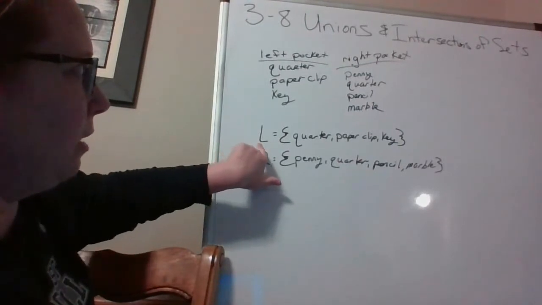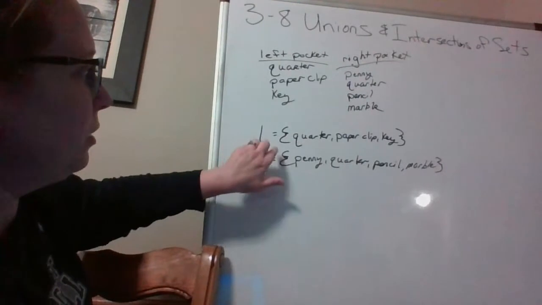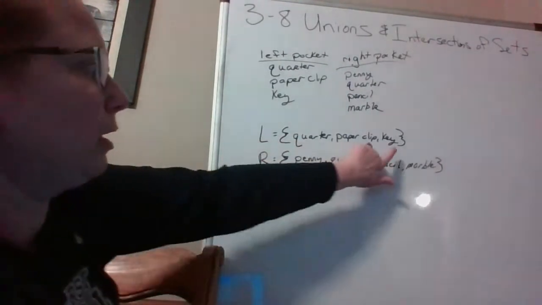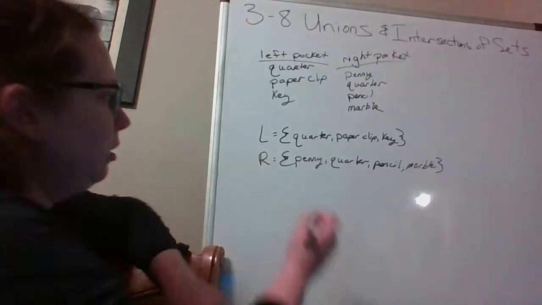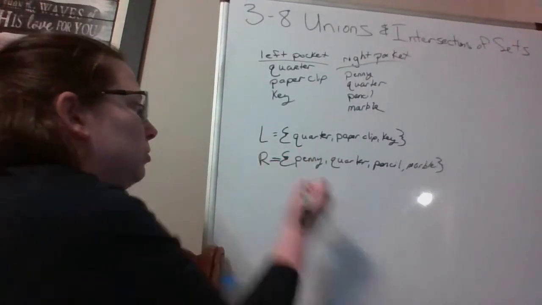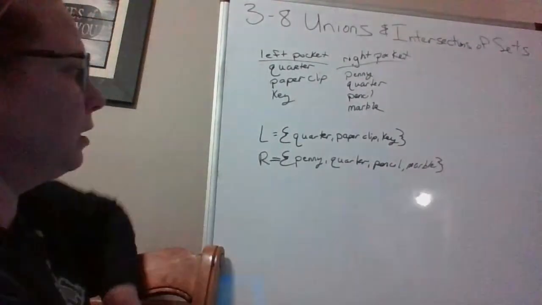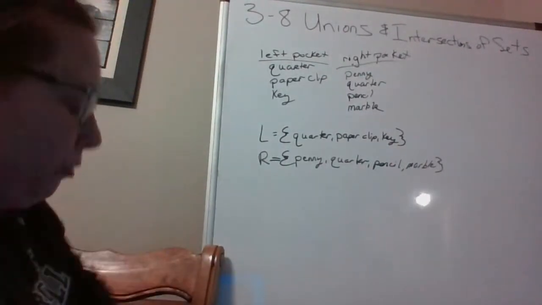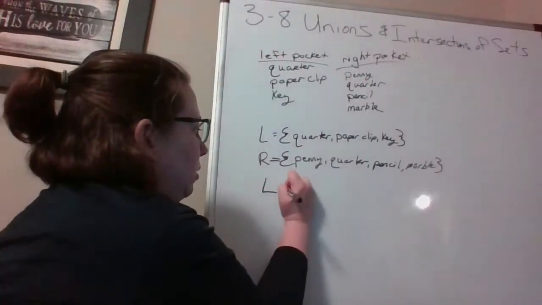So we say L, and notice it's capital L because sets are capital letters. So L equals, and then in brackets, we list out the items in there. R, so it's supposed to be an equals. And then again, we list out in brackets what is in our right pocket. If we then say, well, what is the union?